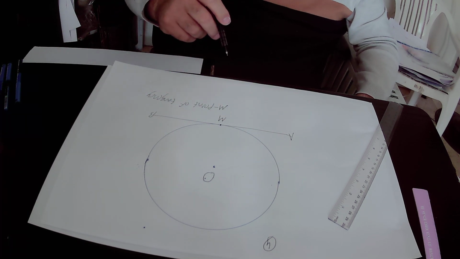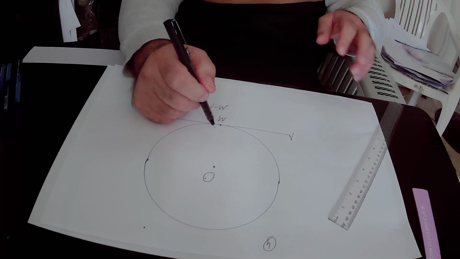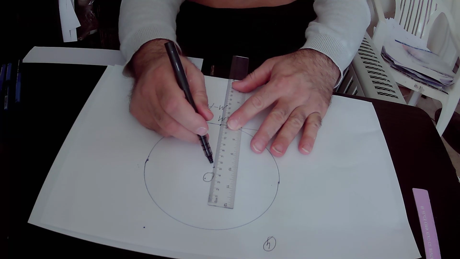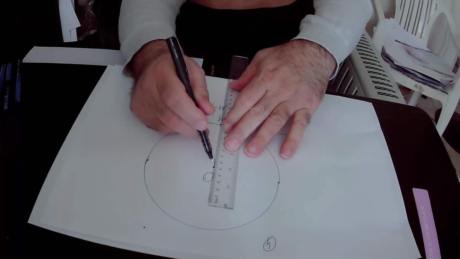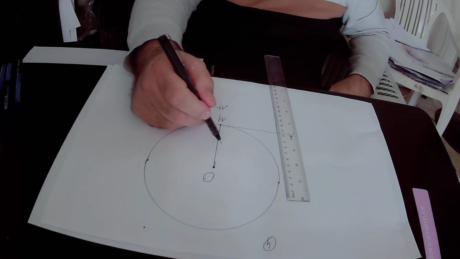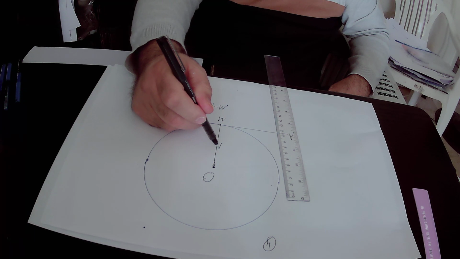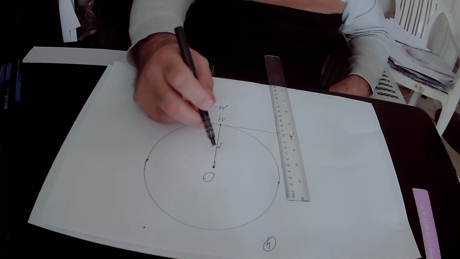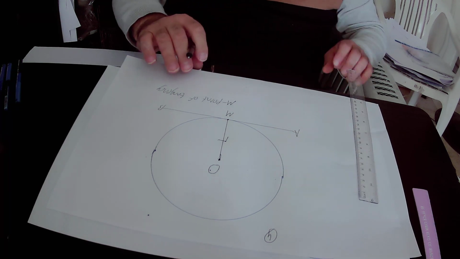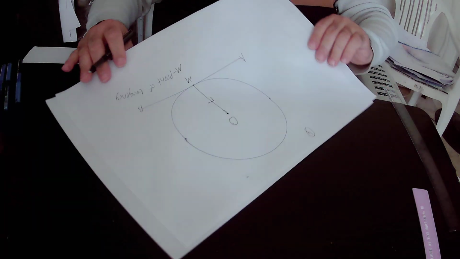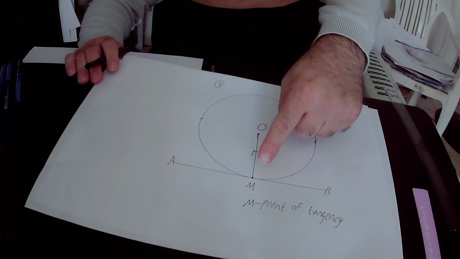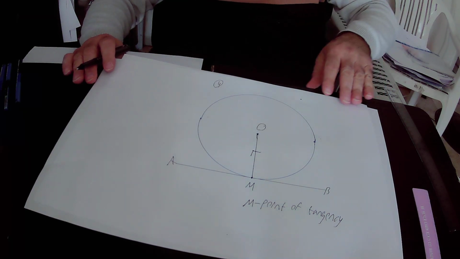Then we will join points O and M together by a straight line. OM will be the radius of this blue circle. We define the radius of the circle as R. So this radius OM is drawn to the point of tangency. That is to say, this radius OM is drawn to point M, that is the point of tangency.